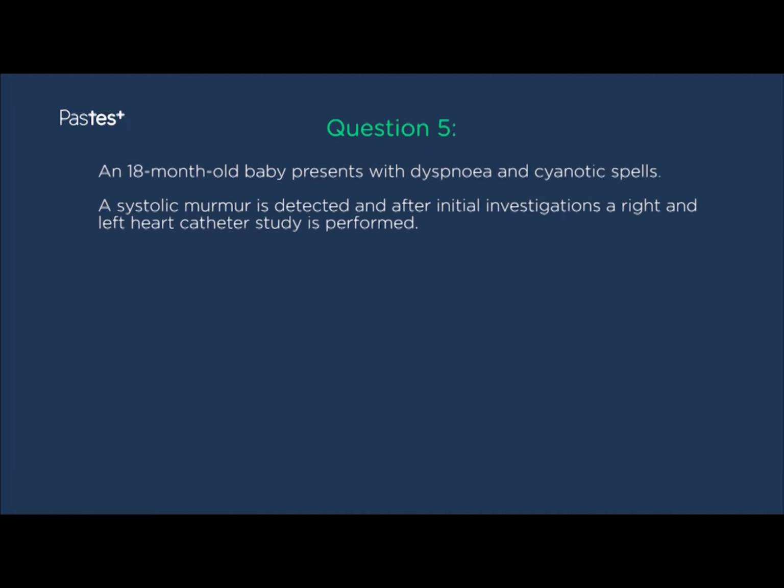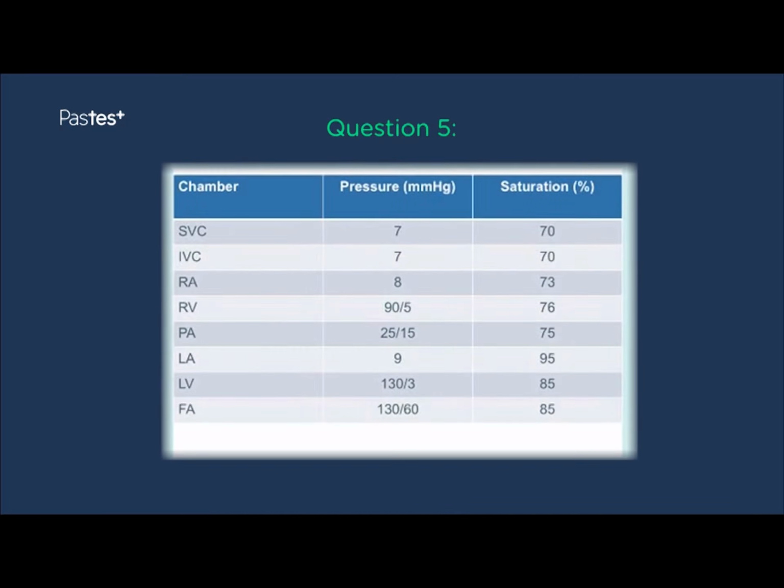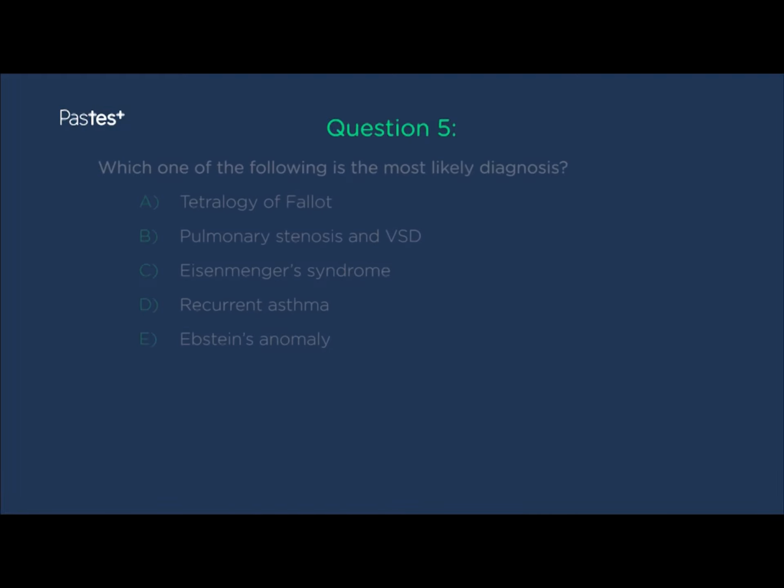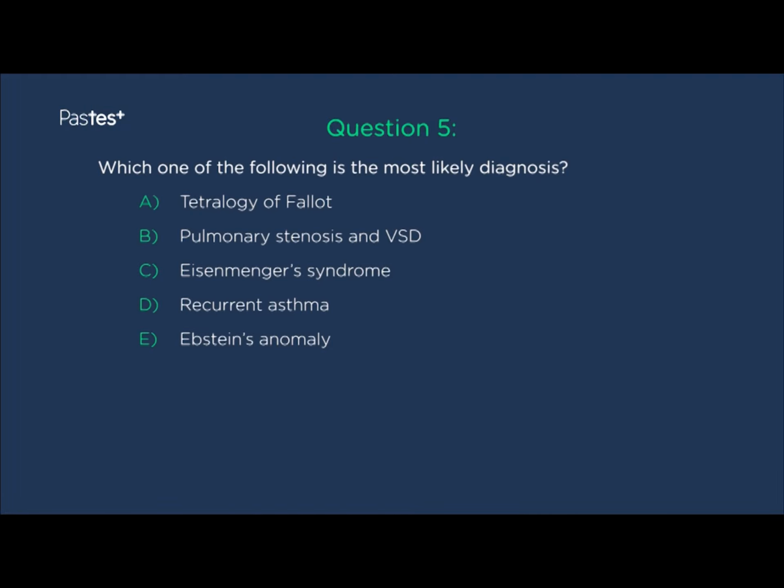So let's have a look at question 5. An 18-month-old baby presents with dyspnea and cyanotic spells. A systolic murmur is detected and after initial investigations a right and left heart catheter study is performed. I'll give you a moment to consider the results of this study. So let's have a look at the stems for this study. I'd like you to consider which of these is the most likely diagnosis.